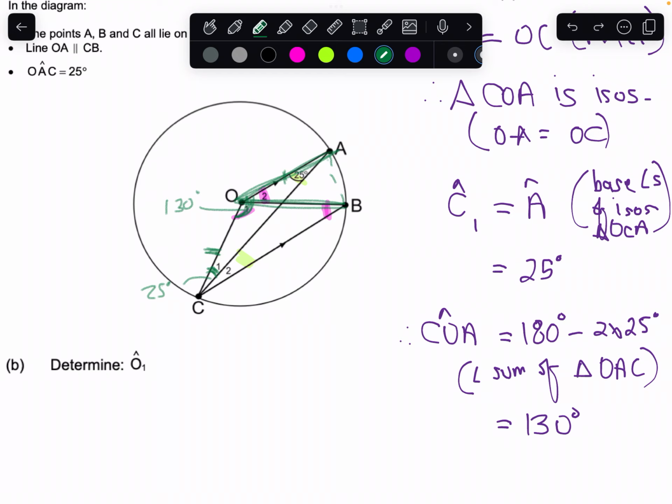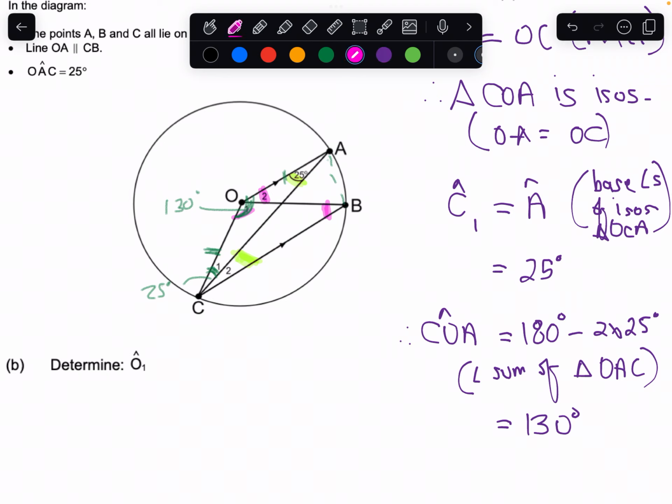Well, it helps us because it tells us that O2 is double what this angle is. And what is this angle? We said it's alternate with this one. So, perfect. We can then work out O1 from there. So let's write this down.